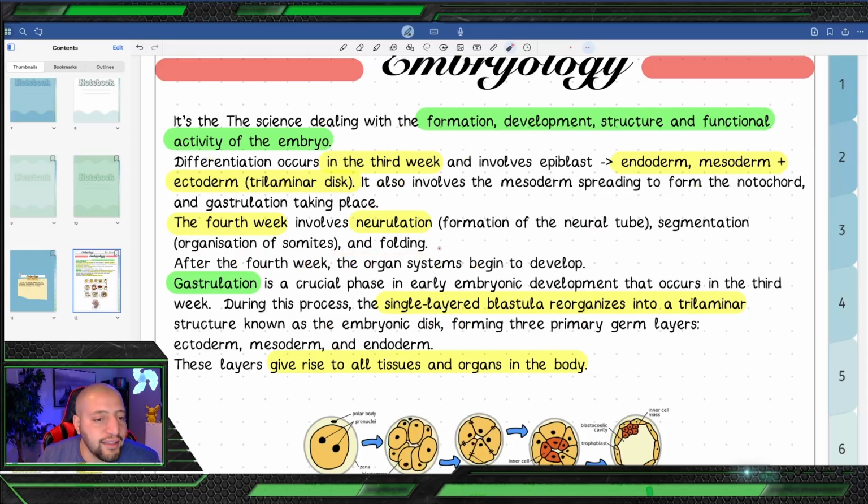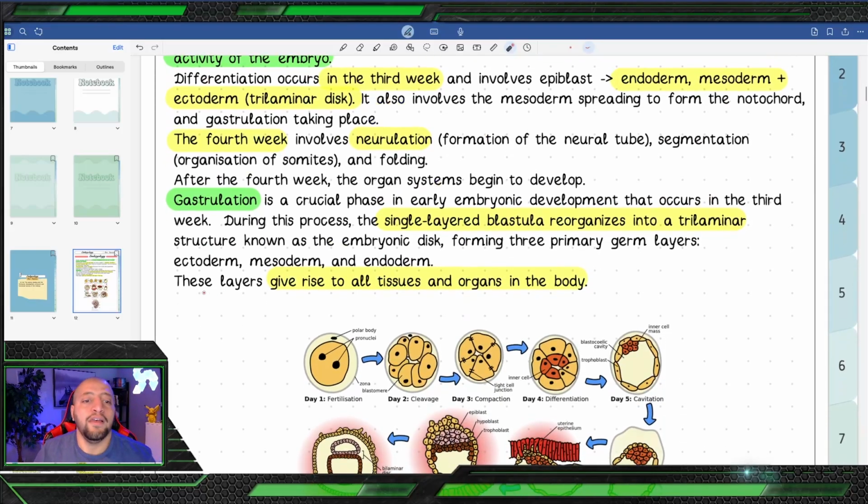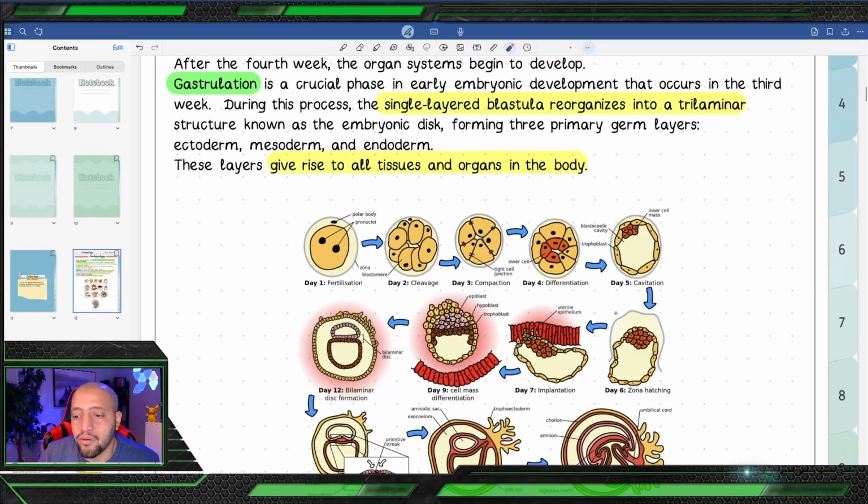Yes, it's getting dull. Okay, so let's go back to explain this word I did say. Gastrulation is a critical phase in the early embryonic development that occurs in the third week. During this process, a single layered blastula, which is this one, the epiblast, is reorganized into trilaminar, which is ecto, meso, and endoderm. Okay? A structure known as the embryonic disc, forming three primary germ layers. These layers give rise to all tissue and organs in our body.